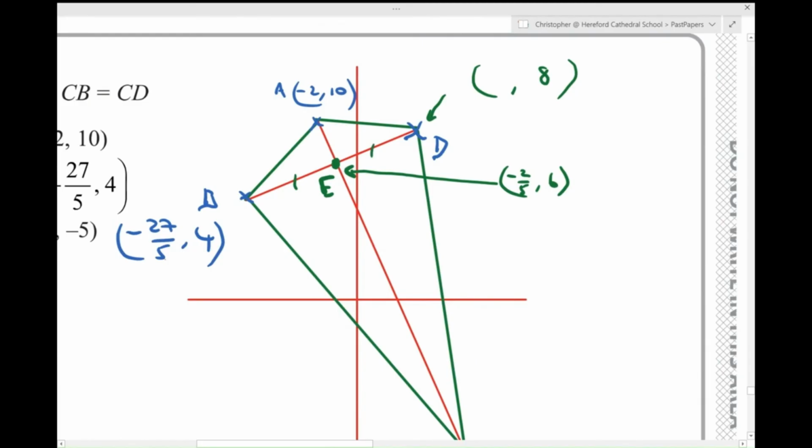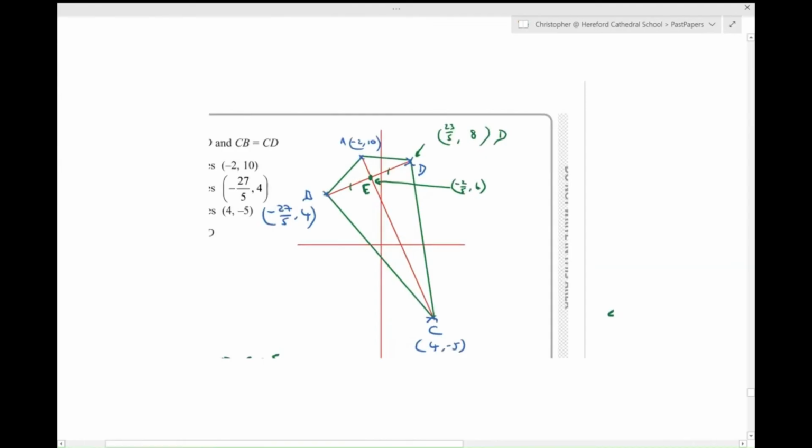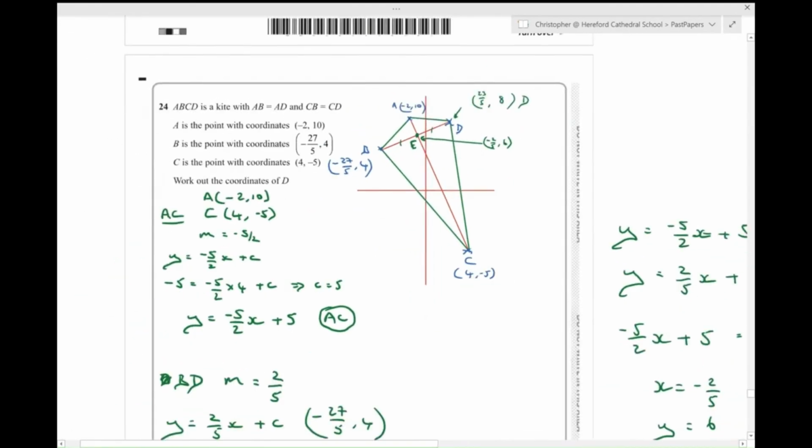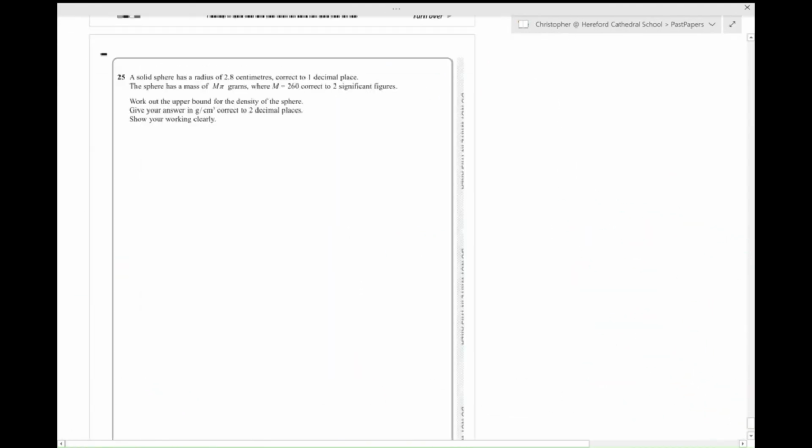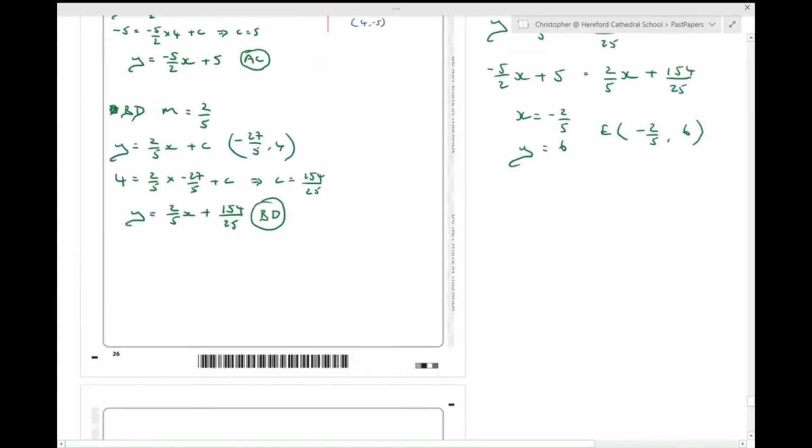And what about the x coordinate? Well, it's gone from minus 27 over 5 to minus 2 over 5. So it's increased by 25 fifths. It's increased by 5, in fact, isn't it? By 25 fifths. So it was minus 2/5, so now it's going to be 23 fifths. And those are the coordinates of D. And that is the end of quite a complicated and drawn out question 24.